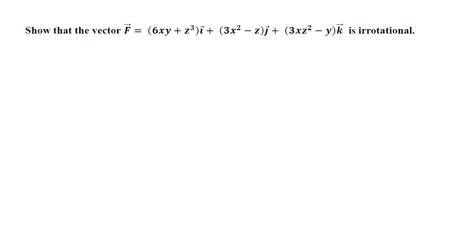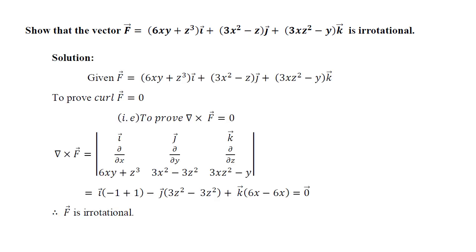Now let us see sums based on irrotational and scalar potential. So show that the vector f vector is equal to (6xy plus z cube) i vector plus (3x square minus z) j vector plus (3x z square minus y) k vector is irrotational. So they have given the value of f vector.